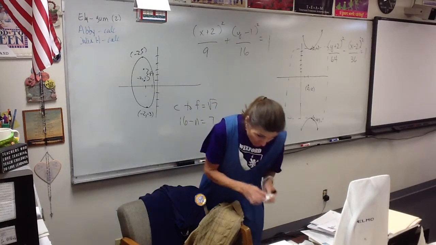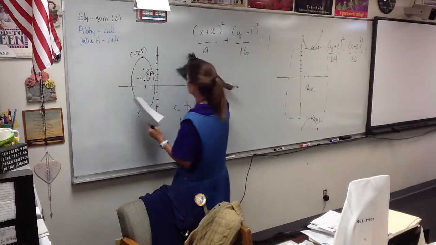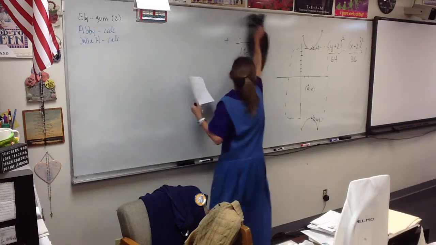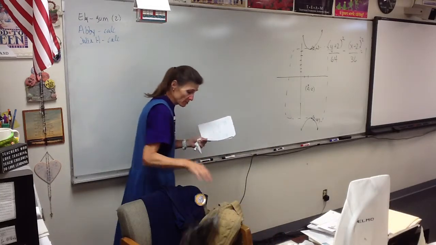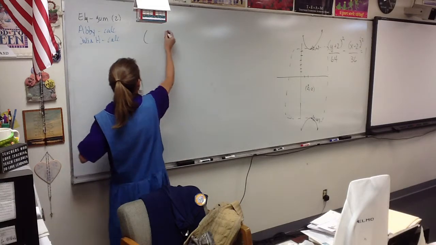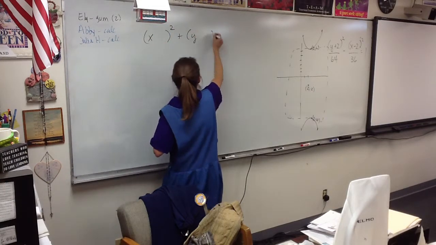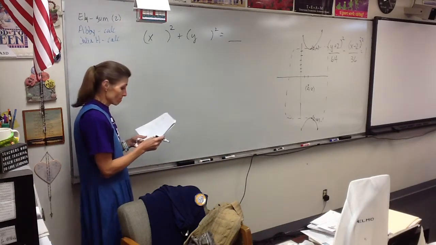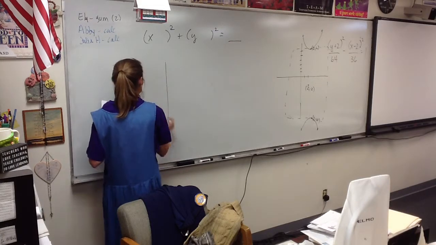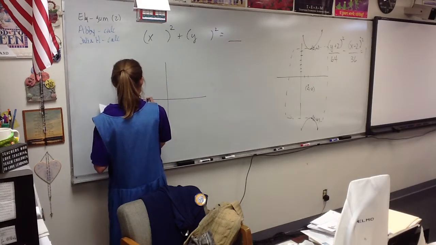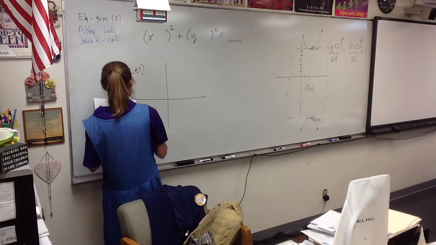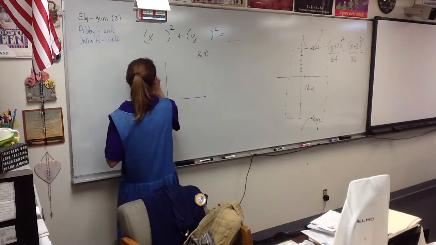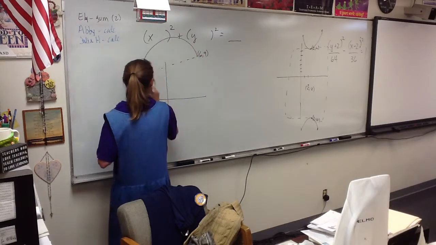Good job. Now we got one more of those. Gotta write a circle, equation of a circle. You know what the circle equation looks like. X squared, y squared, r squared. -4, 7, and 6, 9 are the endpoints of a diameter.